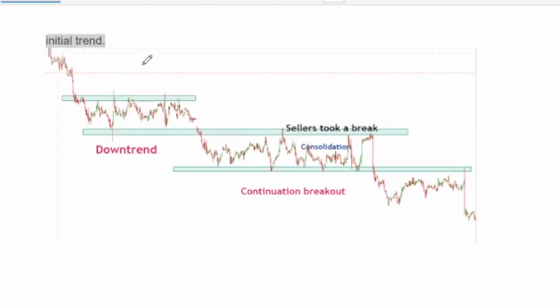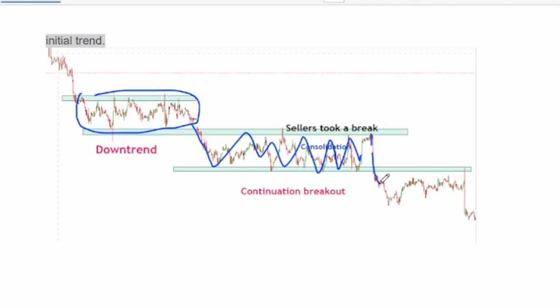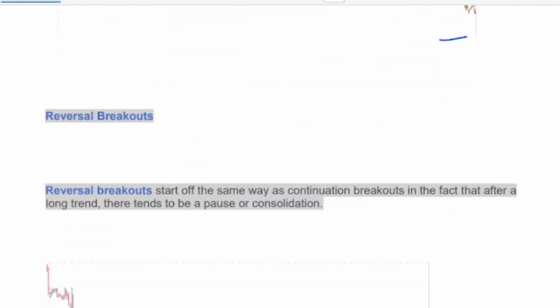Okay, so this is what we've been talking about. As we are consolidating from this area, the market breaks below. We consolidate again, but remember we confirmed that we are in the downtrend. The market is again consolidating, but also we broke below and continued downside. Okay, that's how we trade a continuation breakout.